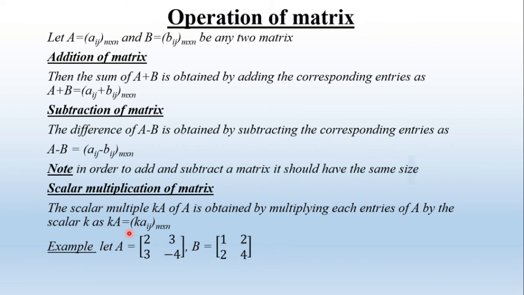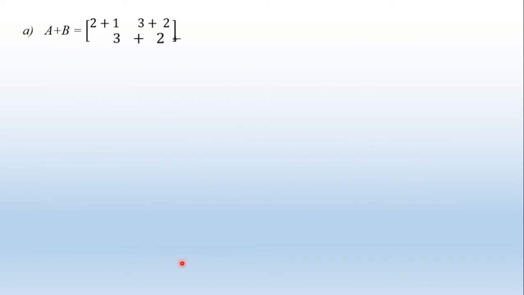Example. Let's say matrix A equals 2, 3, 3, minus 4, and B equals 1, 2, 2, 4. This matrix is given. So how to calculate?